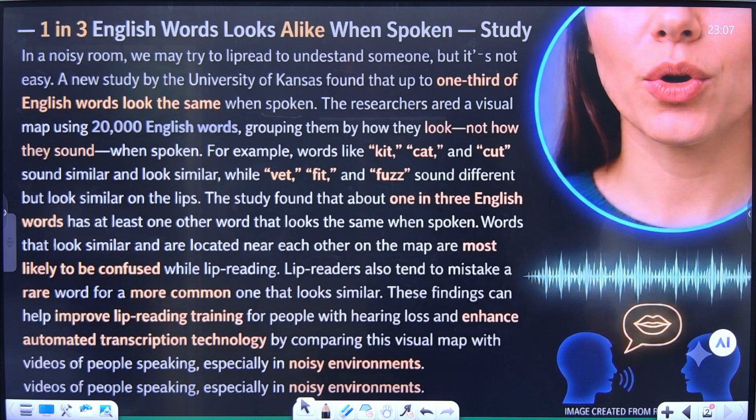The study found that about 1 in 3 English words has at least one other word that looks the same when spoken. Words that look similar and are located near each other on the map are most likely to be confused while lip reading. Lip readers also tend to mistake a rare word for a more common one that looks similar. These findings can help improve lip reading training for people with hearing loss and enhance automated transcription technology. By comparing this visual map with videos of people speaking, especially in noisy environment.